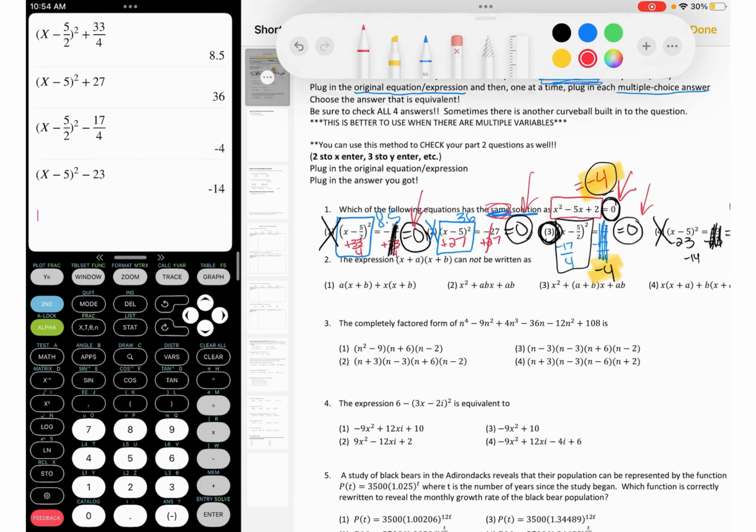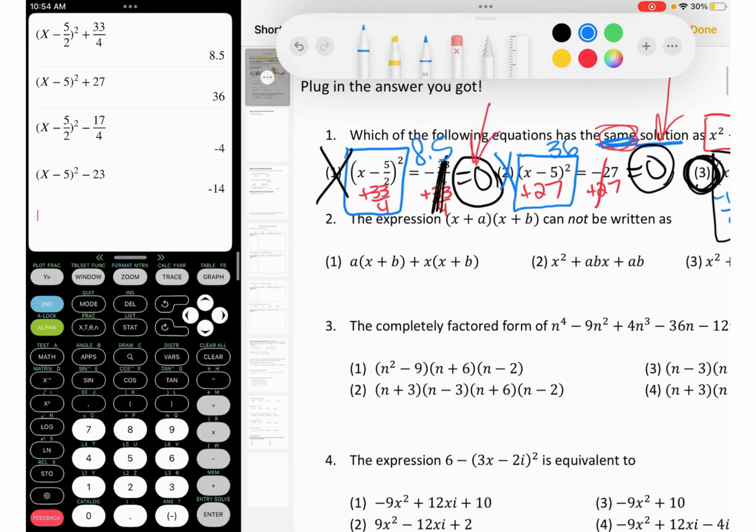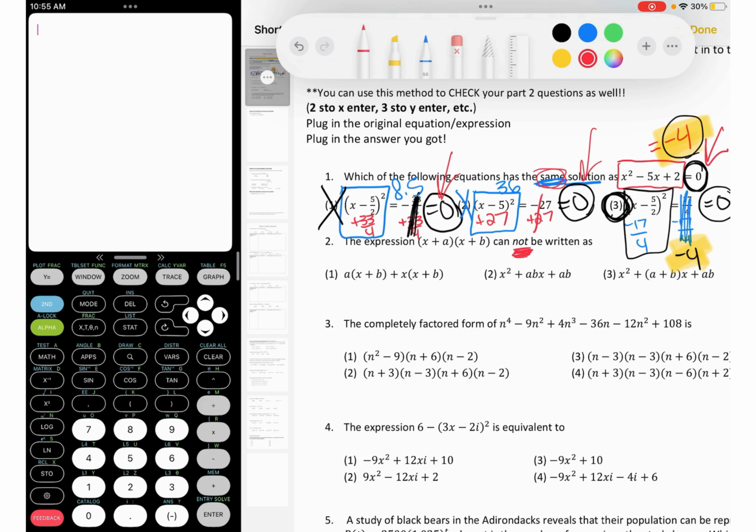Okay, let's try the same shortcut again now for number 2. Number 2 is a little bit tough as well because there's a lot of different variables. So it says the expression x plus a times x plus b cannot be written as. Because it's saying cannot, I want to find the one that is not equivalent. So 3 of them are going to equal that original, 1 of them won't. This is also why you want to check all of your answers.